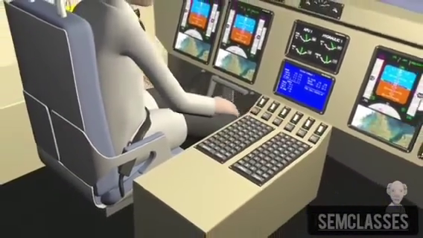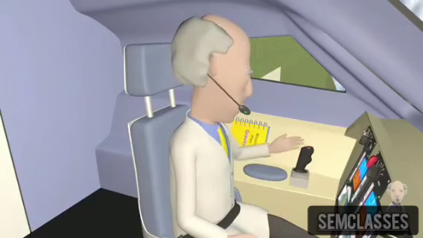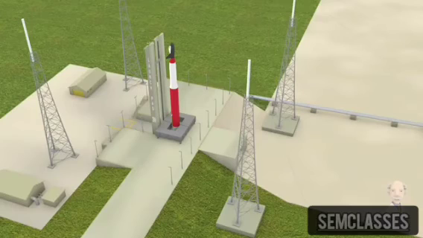Well, all systems are ready for takeoff. So let's go and see if there's gravity in space. 3, 2, 1.